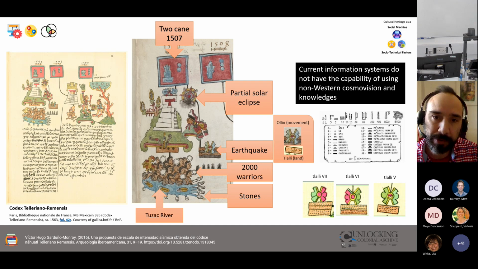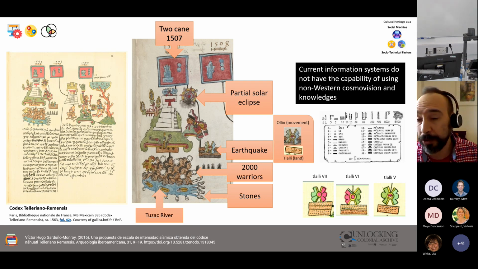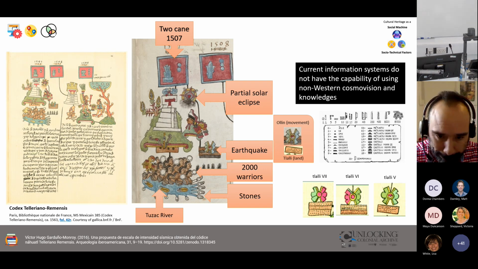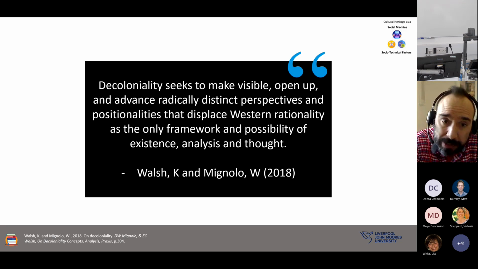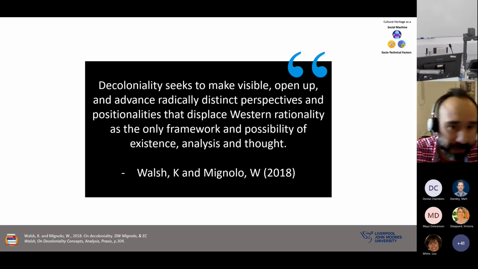So this is one of the key problems that we have. Current information systems do not have the capability of using non-Western cosmovision and knowledges. So this relates to everything that has been mentioned before. So we have a problem. How do we solve this? The coloniality, for example, seeks to make visible or open up all these different knowledges from around the world. So this is not only about representation, this is about embedding the knowledges and the cosmovisions of the different peoples into our current systems. So how do we do this?